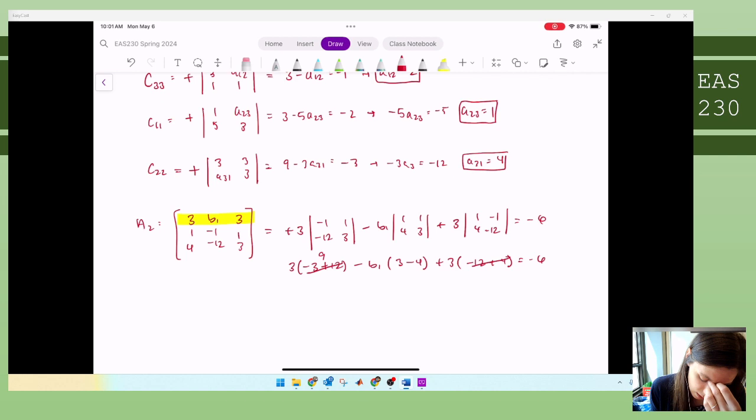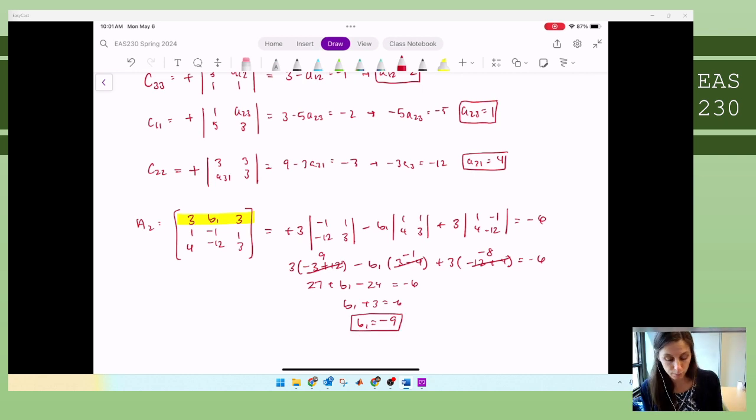That's 9. That's negative 8. So 3 times 9 is 27. That's negative 1, so plus b1, minus 3 times negative 8 is negative 24, equals negative 6. b1 plus 3 equals negative 6. b1 should be negative 9.